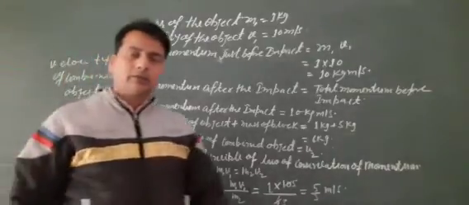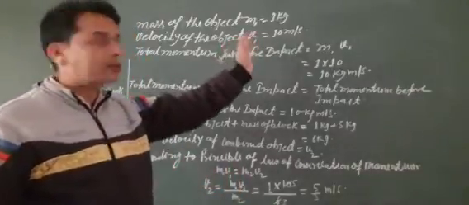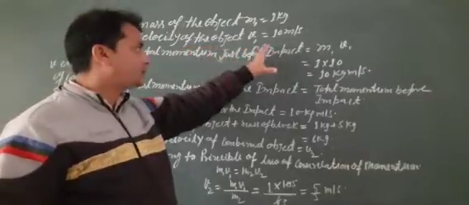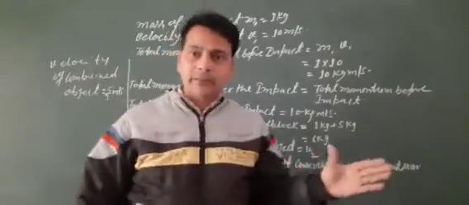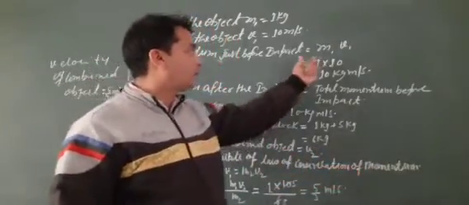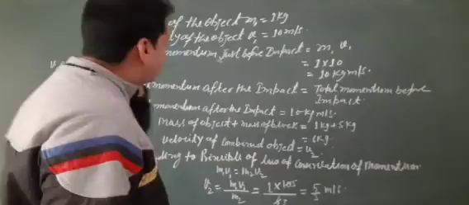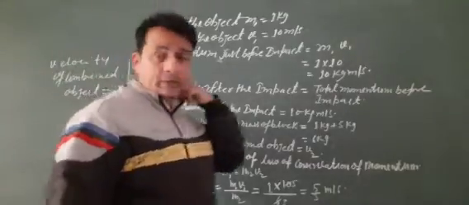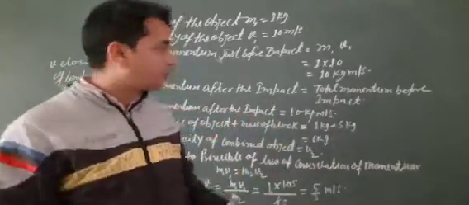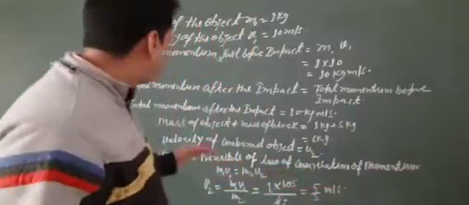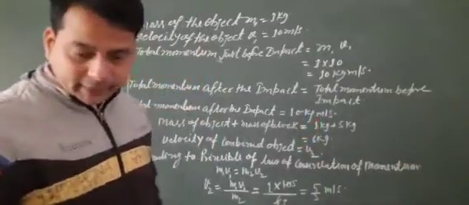So in this question, some clues are given here. The mass of the object, m1, is given as 1 kg, and the velocity of the object, v1, is 10 meter per second. So the total momentum just before impact is m1 v1: the mass of the object is 1 and the velocity is 10, so 1 into 10. Then we know the law of the principle of conservation of momentum. So the total momentum after the impact is the same as the total momentum before the impact. So the total momentum after impact is 10 kilogram meter per second.